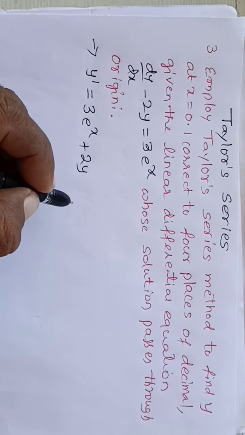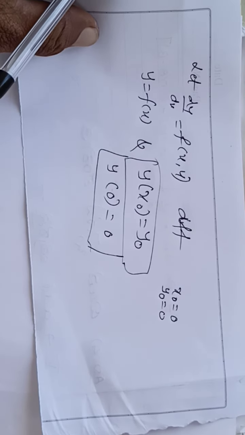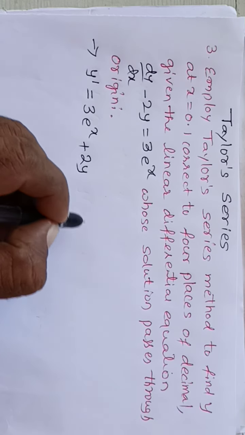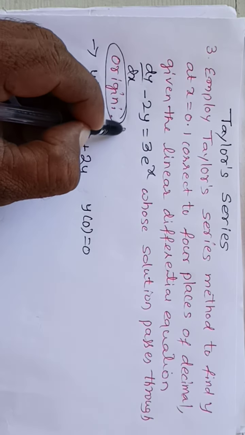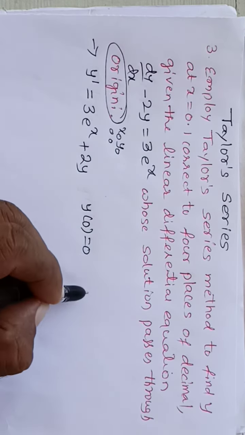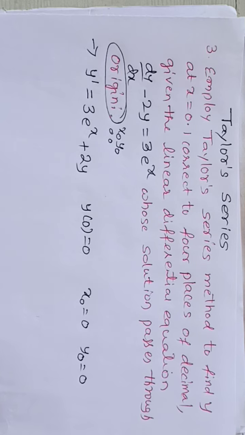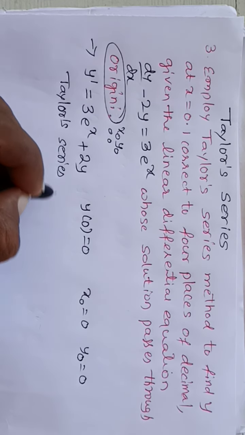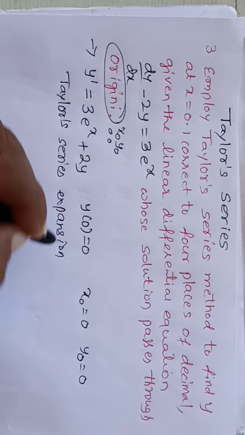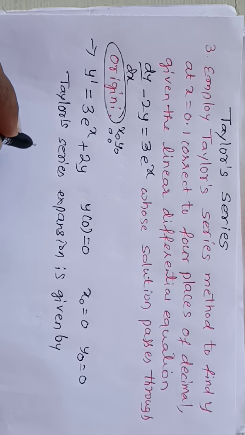And next, I concluded this one, y of 0. So y of 0 is equals to 0. That means this is the origin. X naught is equals to 0. Y naught is equals to 0. So the Taylor series expansion is given by, what is that application?